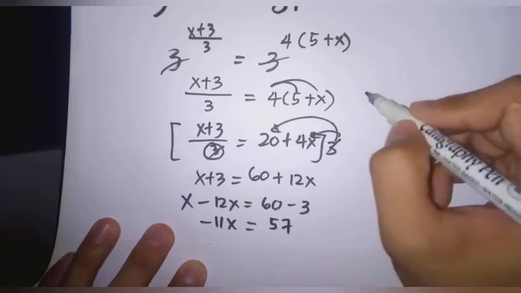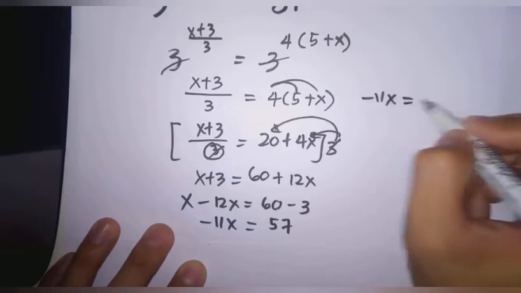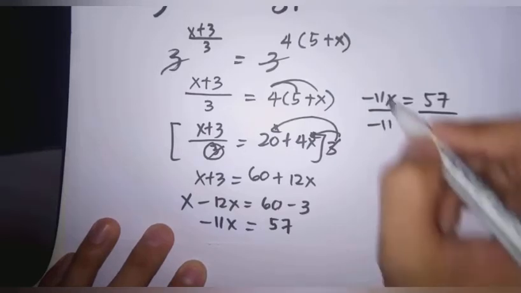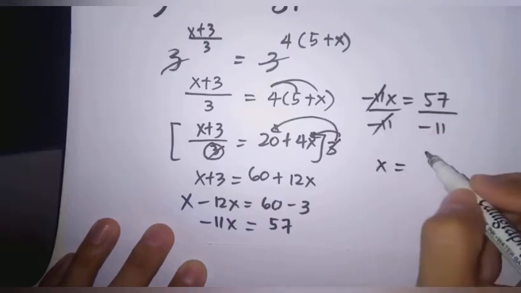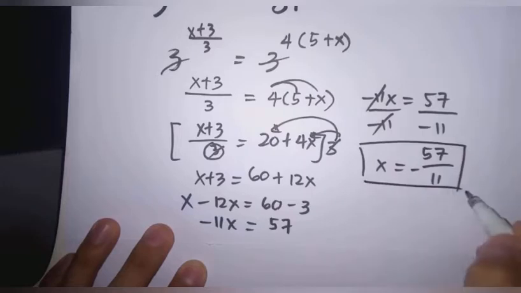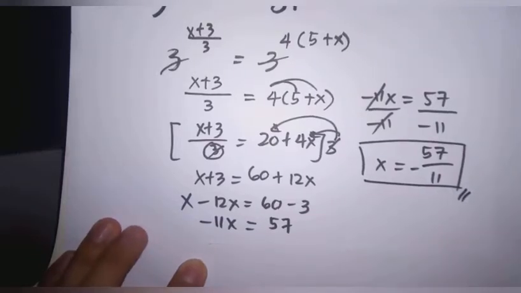Tuloy natin dito, negative 11x is equals to 57. Syempre, i-divide natin sa negative 11. So, that is negative 57 over 11. That is our answer.